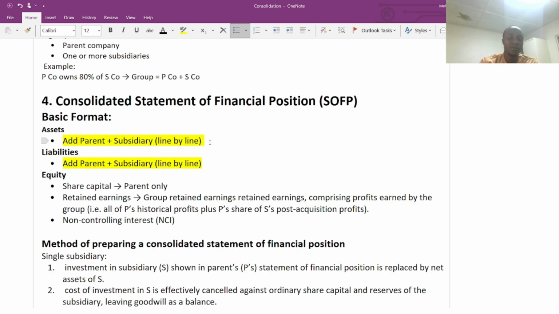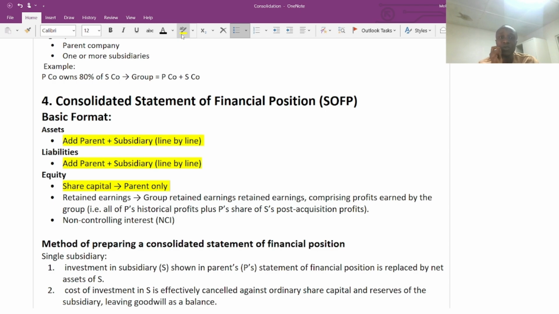Now, the technical bit is how we can account for some components of equity. This is a little bit technical, and this is the point that you need to know: how we can account for certain components of equity. For example, the share capital. We can only take the share capital of the parent company. We can't add the share capital of the parent and the subsidiary. It is not allowable because why?